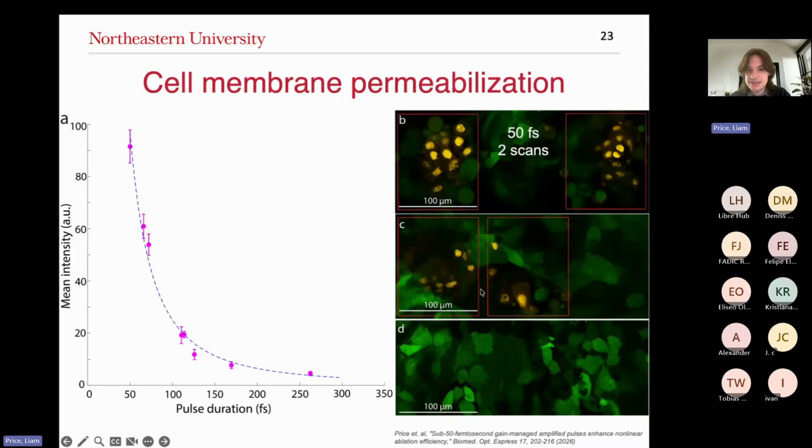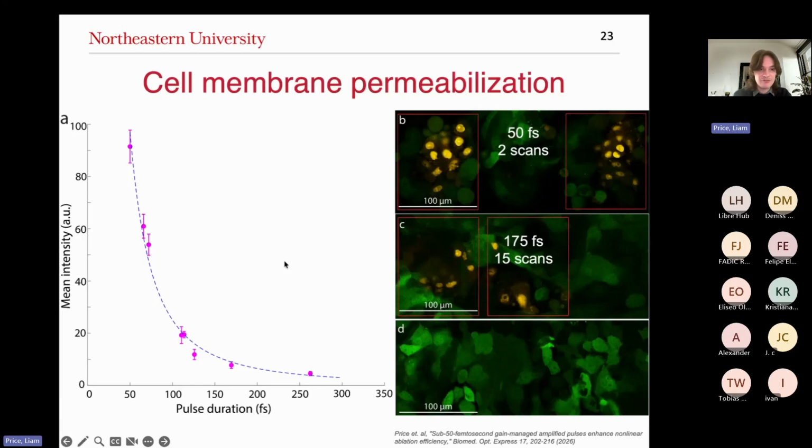And then in C, we did the same process where we're raster scanning the laser across the cell surface, but now we're using a 175 femtosecond pulse duration. But in order to generate even this lackluster amount of propidium iodide uptake, we had to perform 15 scans just to get something even similar to these 2 scans that we performed at 50 femtoseconds. So it's a pretty stark difference, just from that small difference in pulse duration, in our ability to permeabilize these cells to the propidium iodide. And then D is just a control, no ablation example, in case you were wondering.